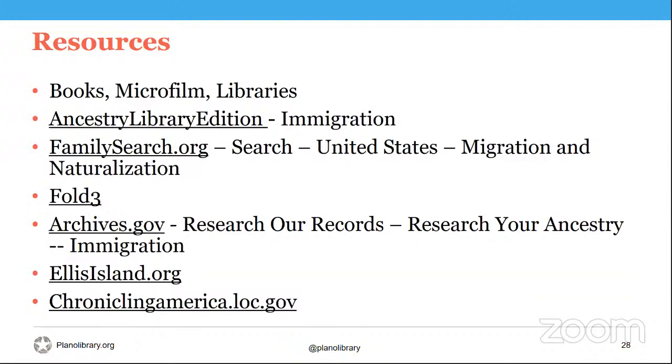Ancestry Library Edition is the first place I go for looking for immigration information, the passenger list. Then there's FamilySearch.org. These are the steps: you have to choose United States and look at migration and naturalization. Fold3 has a lot of information, including a lot of naturalization records. Fold3 is part of the National Archives or government records. But again, not everything is available at any one of these three places; it's kind of scattered.